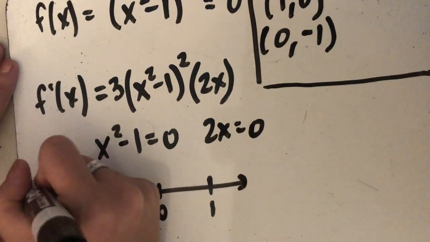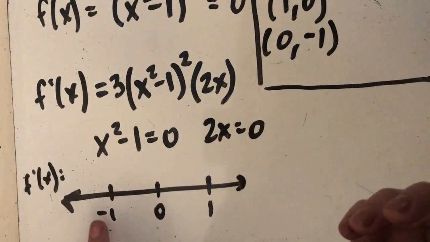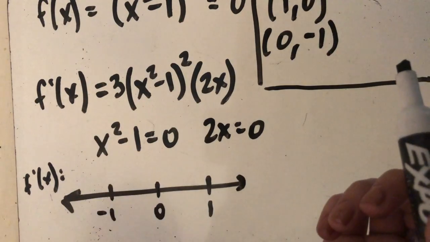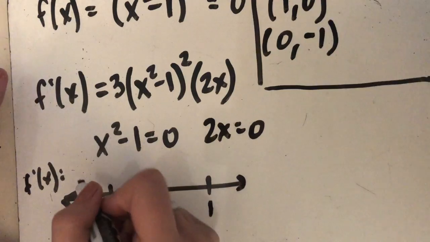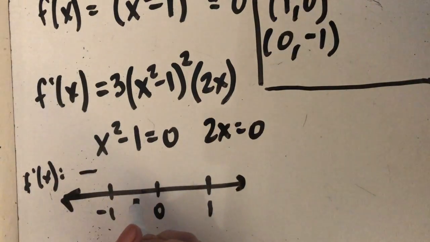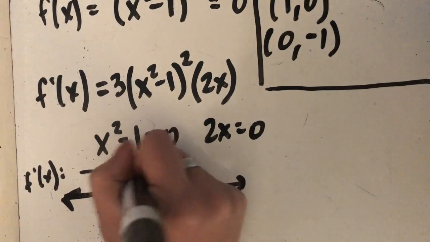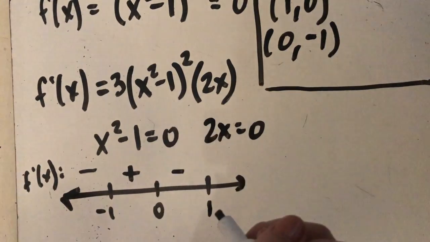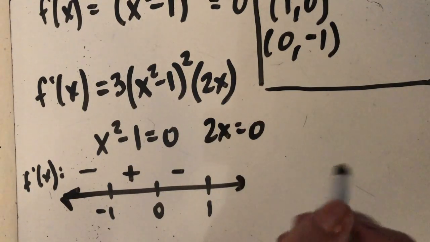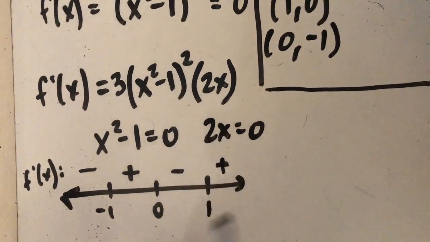So here we go. For my derivative, we've got, if I plug in -2, I would have a positive times a negative, which would give me a negative. If I plug in -1/2, that would give me a negative times a negative, which would be a positive. Positive 1/2 would be a negative times a positive, which would be a negative. Right? Did I do that right? Yes. And then if I plug in a positive number, this is going to be positive.